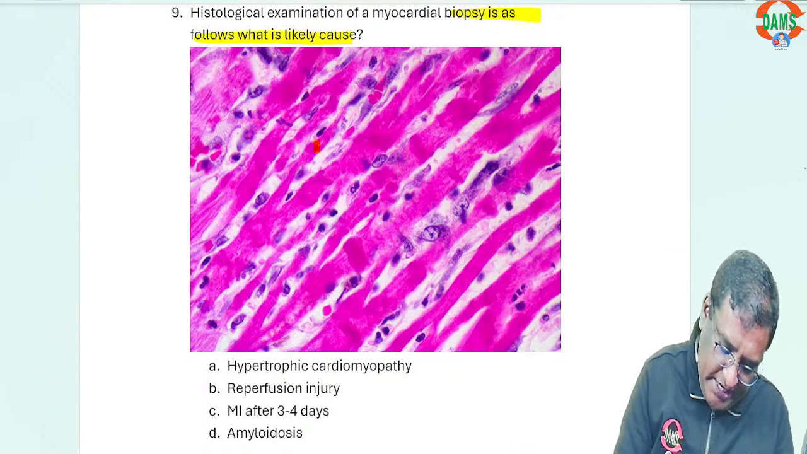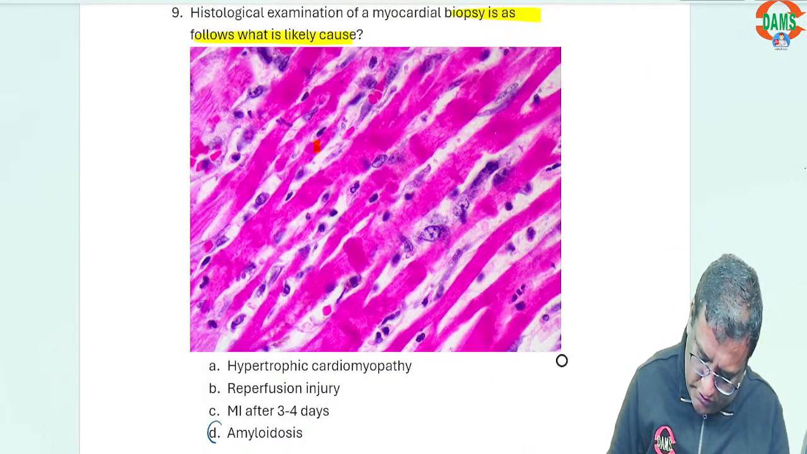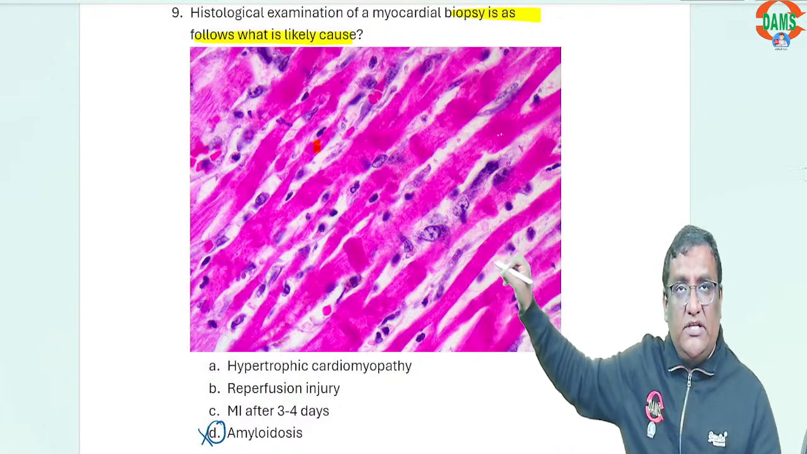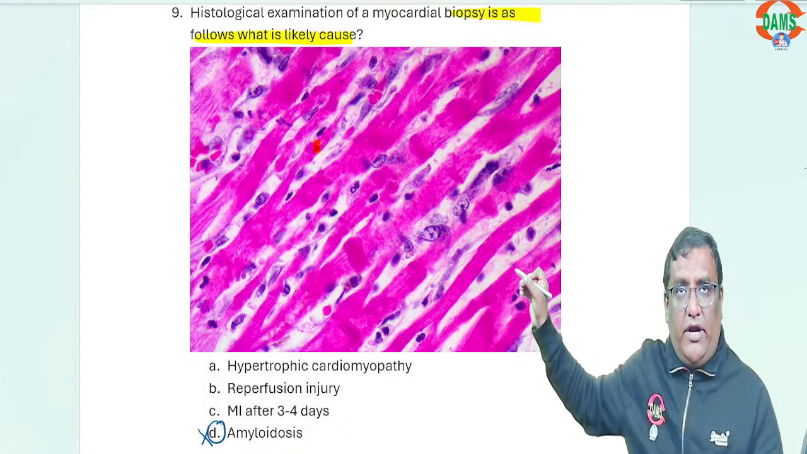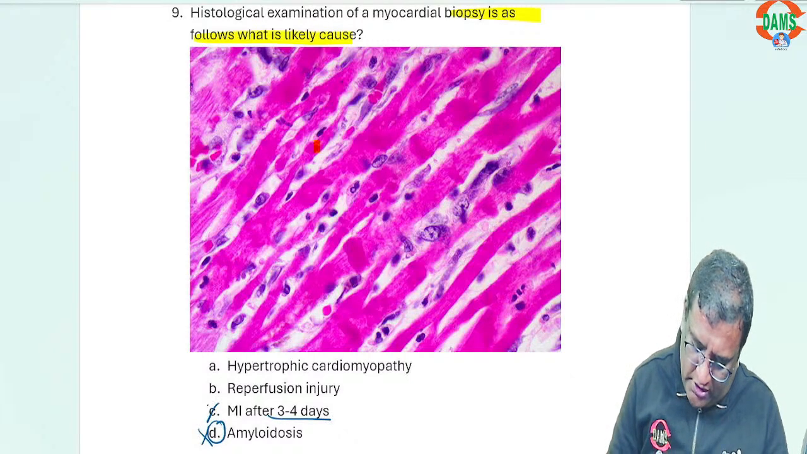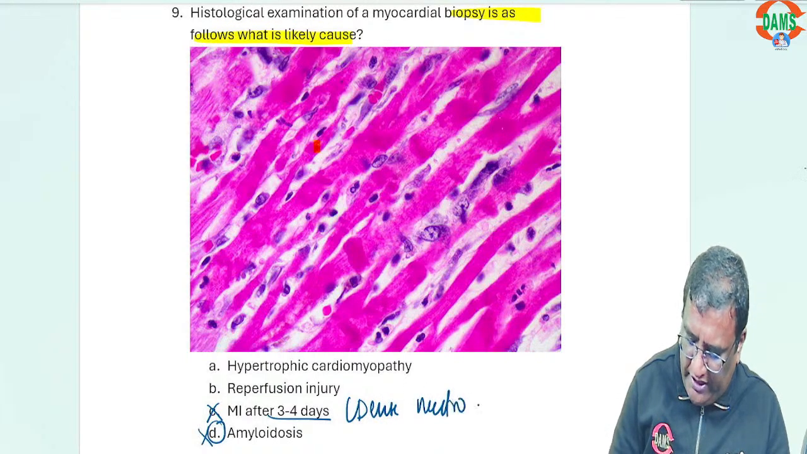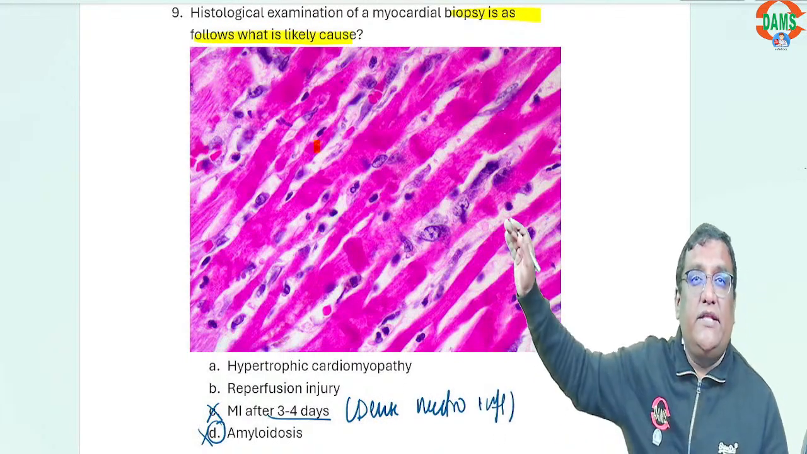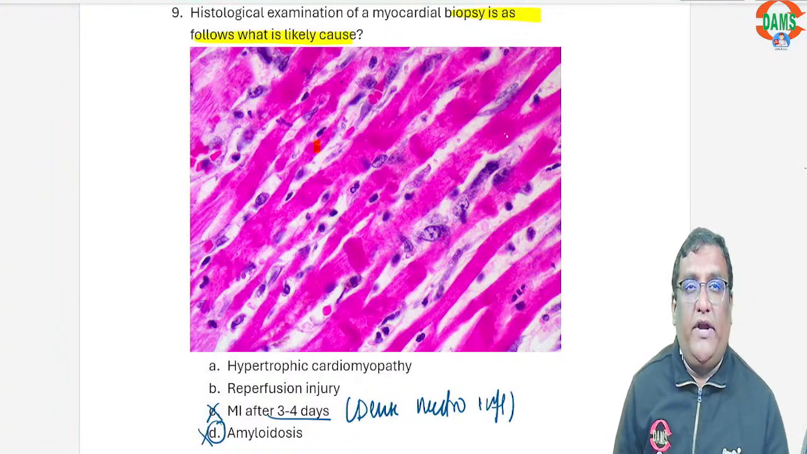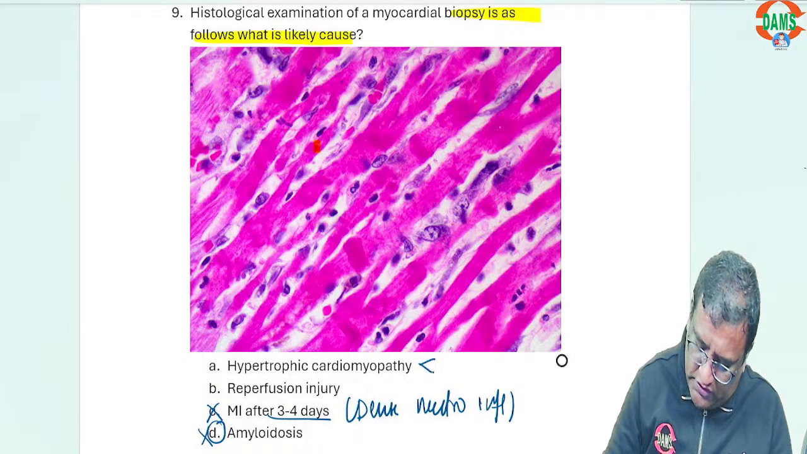Okay, let me start with D. Is it amyloidosis? Answer is no. I don't see any pink extracellular material being deposited. These are not extracellular material. These are myocardial fibers. No extracellular material is there. So B is false. MI after 3 to 4 days, that is also false, because MI after 3 to 4 days would have dense neutrophilic infiltrate. I am not seeing dense neutrophilic infiltrate here. That is also false. Reperfusion injury, hypertrophic cardiomyopathy. In hypertrophic, I should see boxcar nuclei. Boxcar nuclei, that is very characteristic.